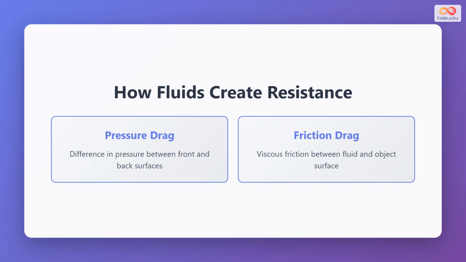Fluids create resistance through two main mechanisms. First is pressure drag, which occurs due to the difference in pressure between the front and back surfaces of the moving object. Second is friction drag, which is caused by viscous friction between the fluid particles and the object's surface. Both types work together to oppose motion.